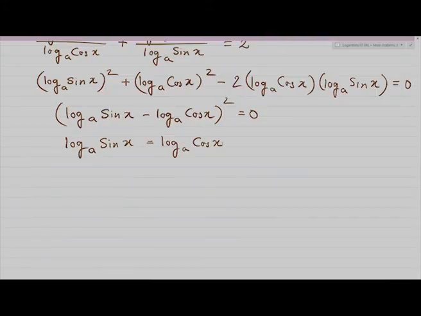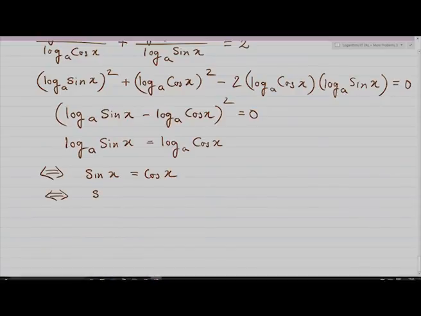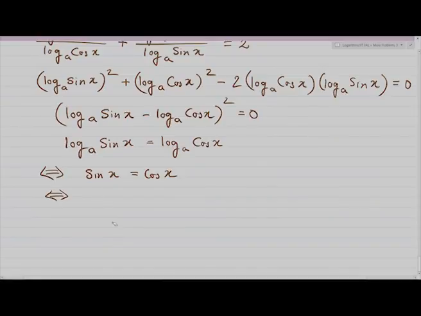We have done it several times. That means sin x, this is true if and only if sin x is equal to cos x. Again, this is true if and only if sin x upon cos x is equal to 1, that is nothing but tan x is equal to 1.